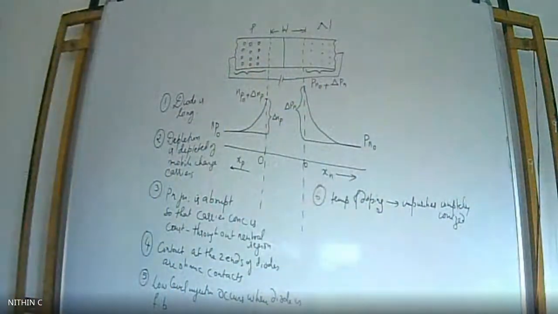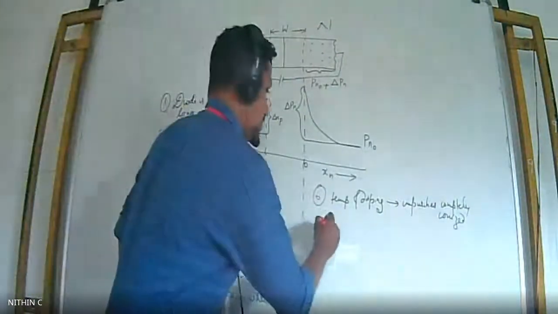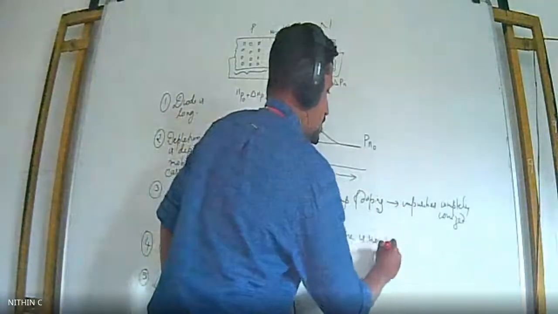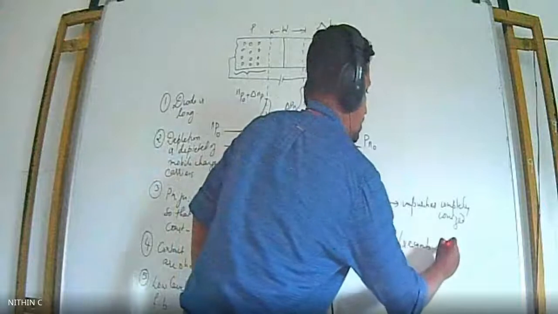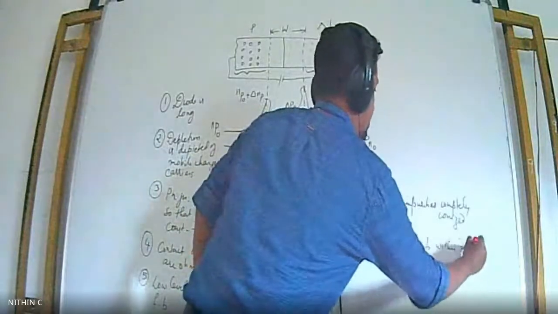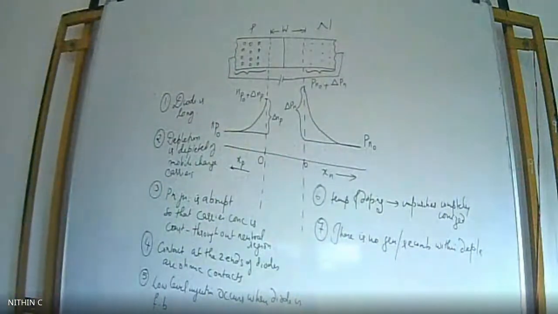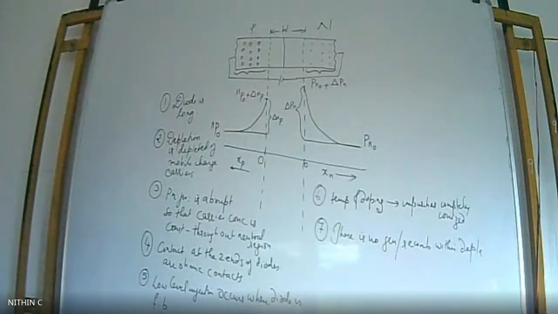The seventh assumption states that there is no generation or recombination within the depletion region. There is no generation or recombination of charge carriers within the depletion region, which means that the hole current and electron current are the same throughout the depletion region.